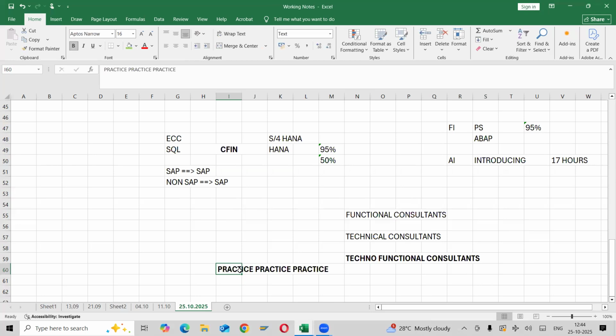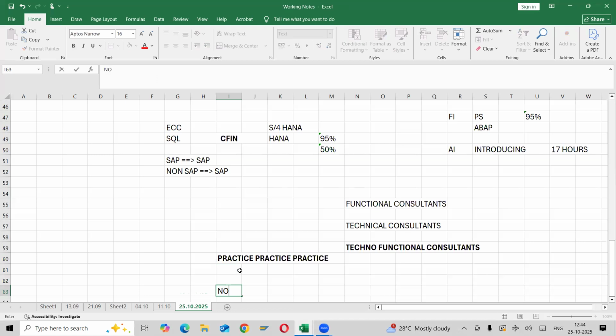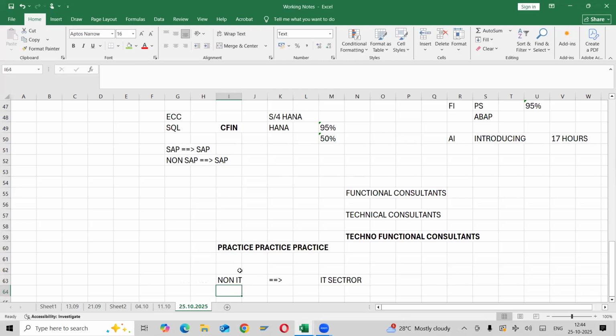If we don't have time for practice, then by hook or crook, we need to take time for practice. You don't require any logic, you don't require any programming knowledge. This is the only area where we can move our career from non-IT to the IT sector, the software side. This is the one opportunity for us. Our designation would be software engineer.